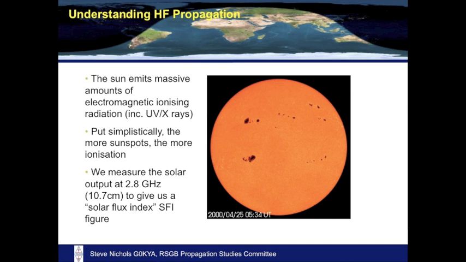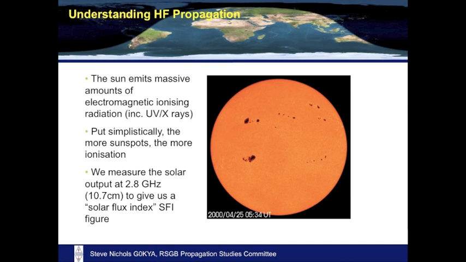Now the sun, which is our nearest star, is a massive ball of hydrogen that's going through a process of nuclear fusion to turn it into helium, and in doing so it emits a massive amount of energy. We're particularly interested in the electromagnetic ionizing radiation that comes off from the sun. That's the ultraviolet and soft X-rays. Now, put simplistically, the more sunspots there are on the sun, the greater the ultraviolet output from the sun, which then causes ionization here on Earth.